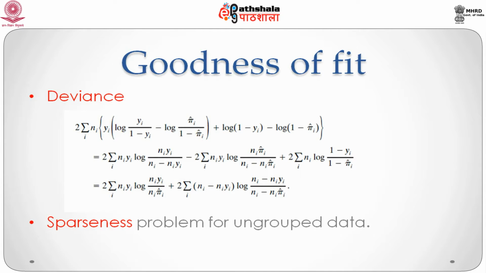We next come to the problem of checking goodness of fit. Now the deviance compares the saturated log likelihood to the fitted log likelihood, and the expression for the deviance is as given on this slide. A problem, however, arises for the case where we have ungrouped data. Ungrouped data refers to the situation where Ni is equal to 1 for every i. In this case, it can be shown that the deviance becomes a function of the true betas, that is the true log odds ratios, and this is not a desirable property. This undesirable property of the deviance is referred to in the literature as the sparseness problem for ungrouped data.